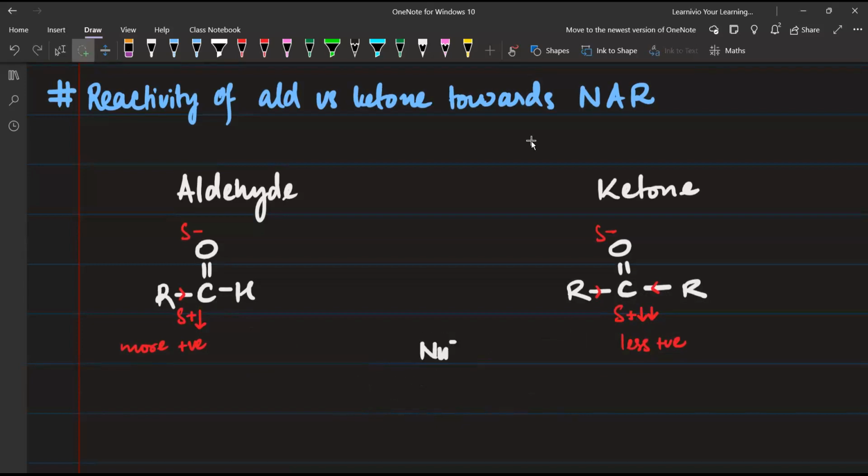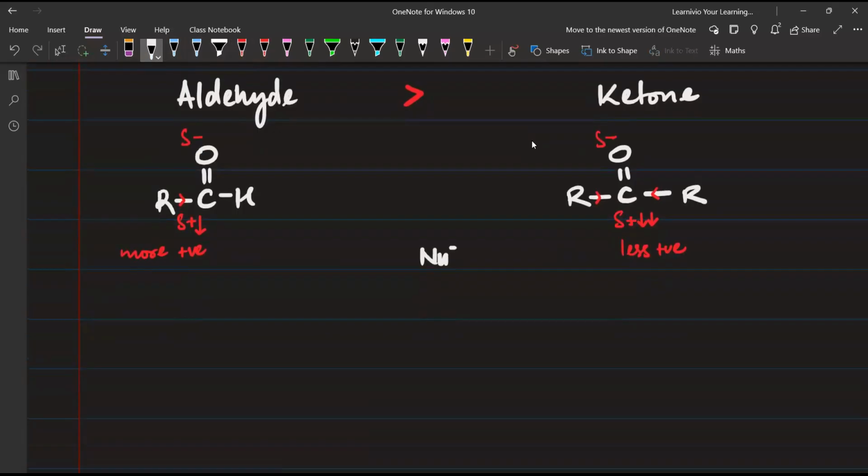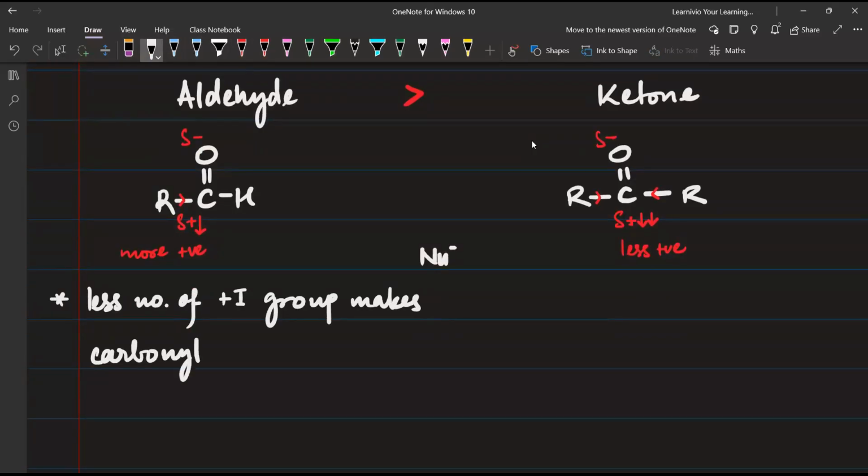Yes. So from this we can say that the reactivity of aldehyde is more than that of ketone. Now what are the reasons? Let's write the reasons here. Reason number 1: a smaller number of plus I groups makes the carbonyl carbon more electrophilic.